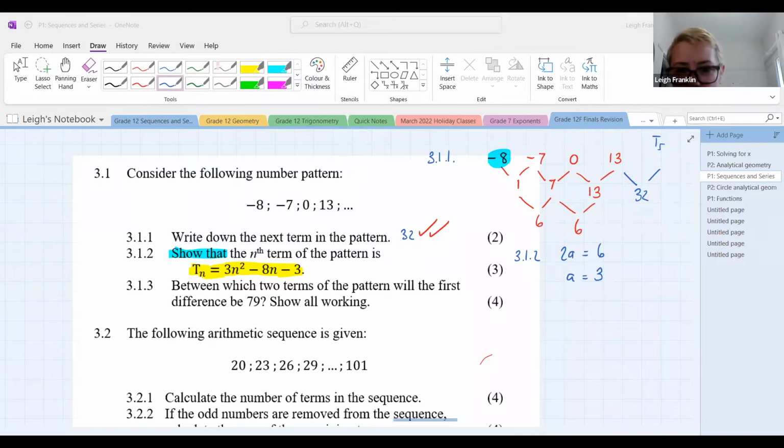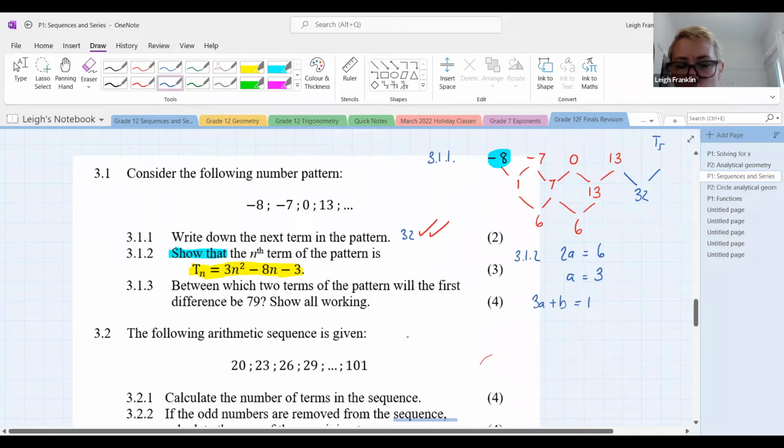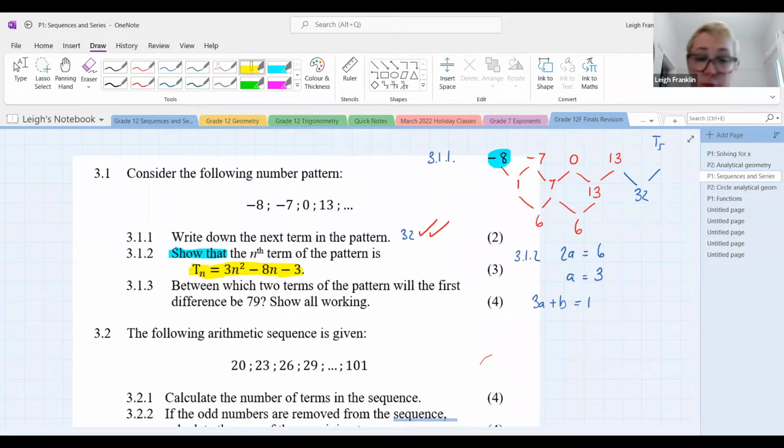100%. Okay, so 3a plus b is going to be equal to 1. First term of our first difference. Since we know what a is, we can go ahead and substitute in, and we can work out what b is. We would get 1 minus 9, and that's where we would get our -8 from. So this is working out nicely because what they're asking us to prove, we're discovering the same thing.